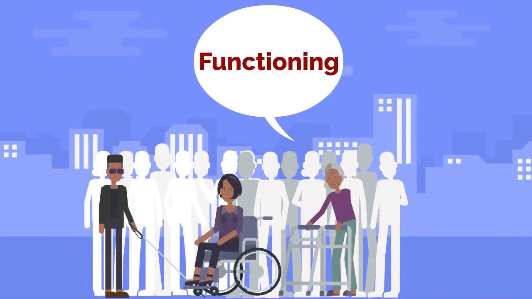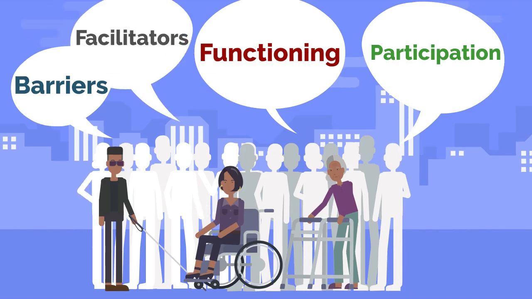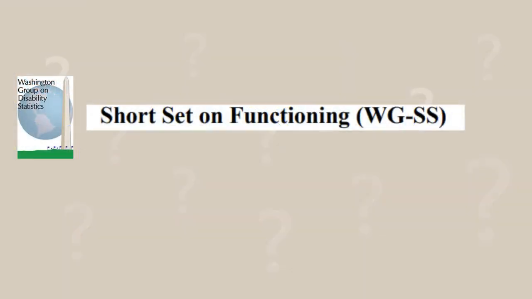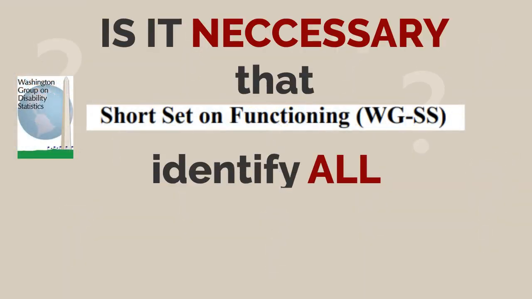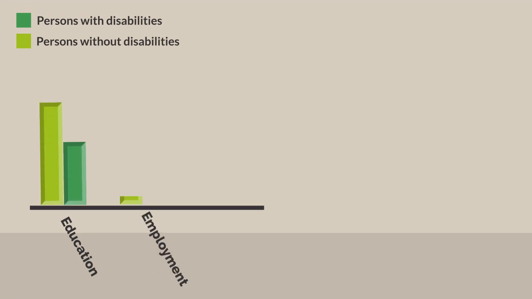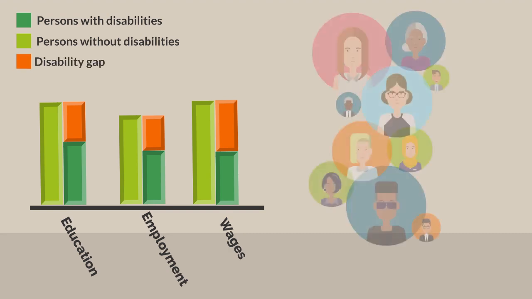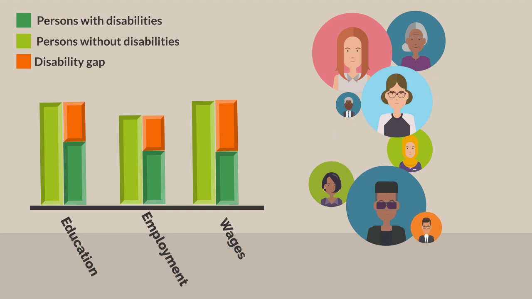Disability is complicated and there are many different reasons for collecting information that identifies people with disabilities, so there is no one gold standard for doing that. However, is it necessary to identify all persons with functional limitations who are at risk of exclusion? The purpose of the Washington Group short set is to see if outcomes for people with disabilities are different from those without disabilities. In other words, to identify disability gaps. So, for that purpose it is not necessary to identify all people with disabilities, only the large majority.